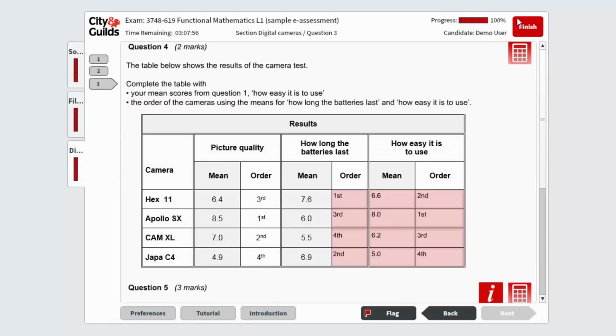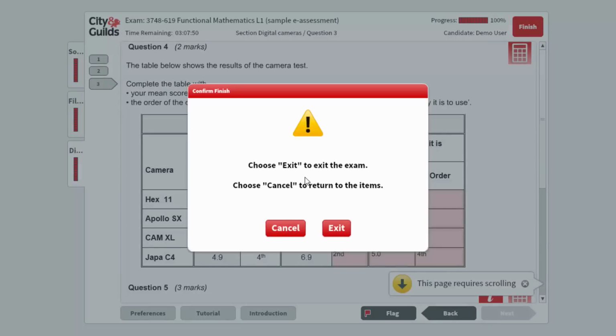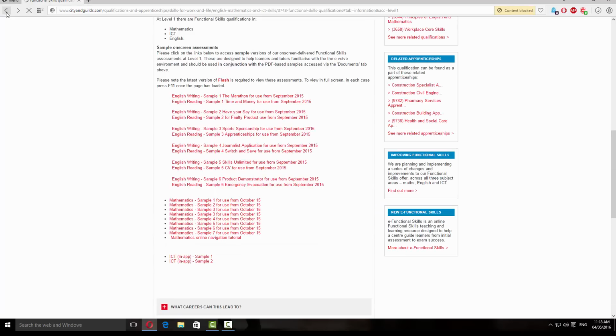Okay? Now when you click the finish button, it will give you a confirmation window. If you click finish, that's it. Your exam is finished. You cannot go back. Okay, this is doing this because it's a sample test, but once you click finish and you click OK, that sends the exam off. So I'll give you one chance to confirm. If you confirm, the test is over.